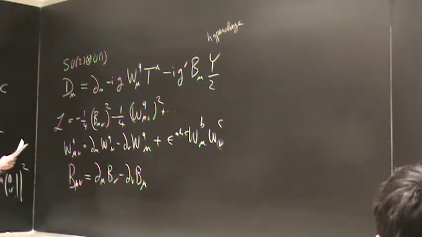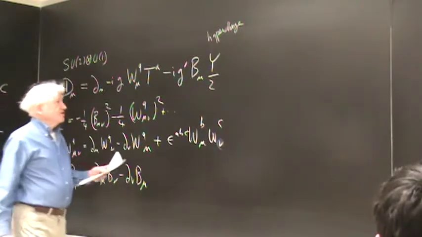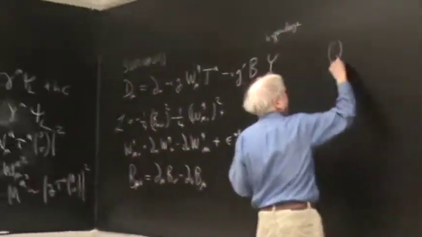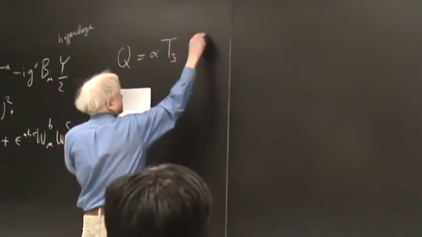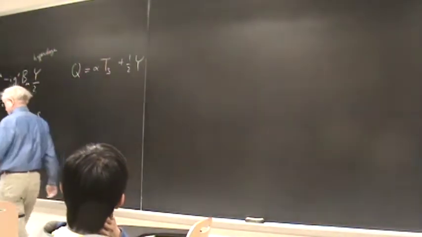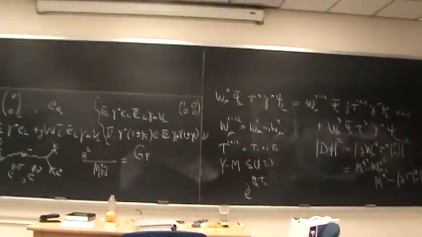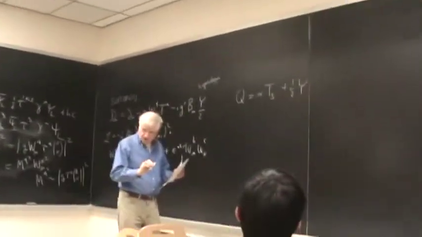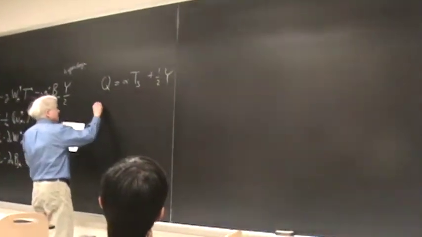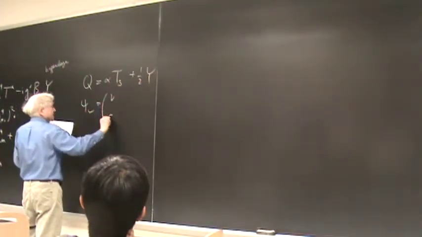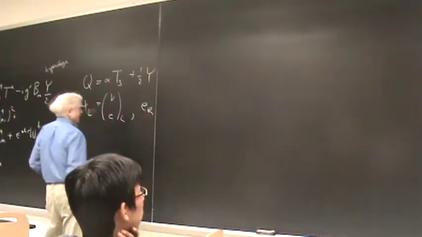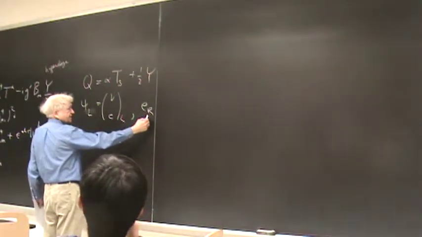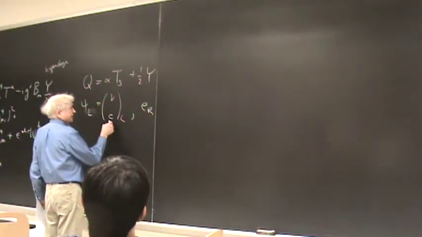All right, now, what we're going to do is we're going to identify Q as, let me call it alpha T3 plus a half Y. And we're gonna stick with psi_L and e_R. So we're staying with the leptons and the first family or the first generation. Leave aside the quarks for the moment. So we've got psi_L is (nu, e)_L, and then we have e_R. And so this is a singlet under SU(2), and this is a doublet.